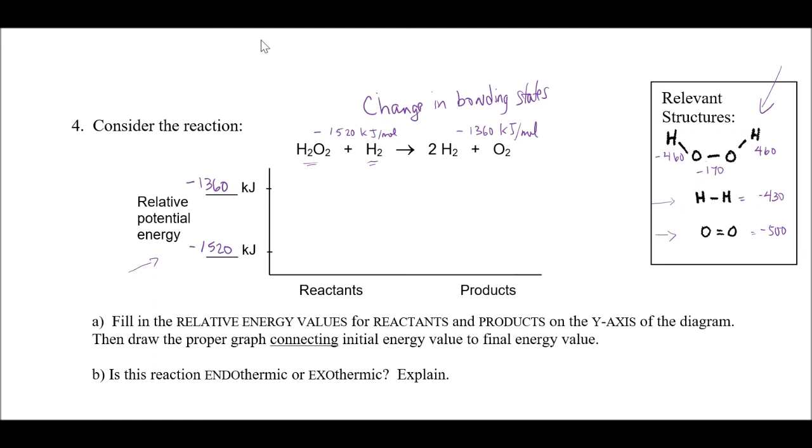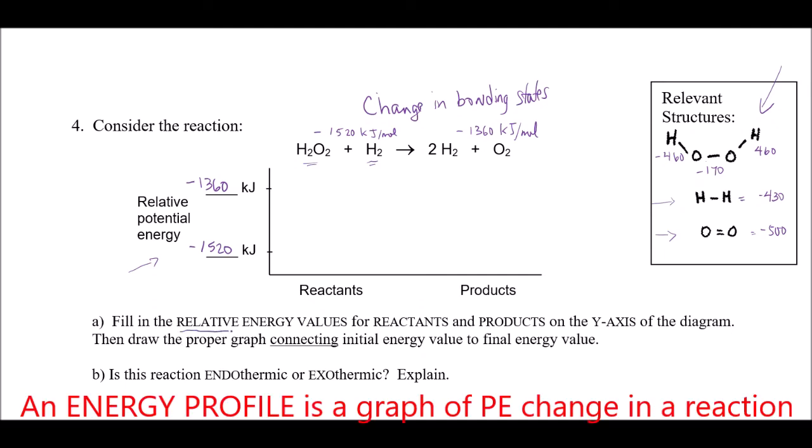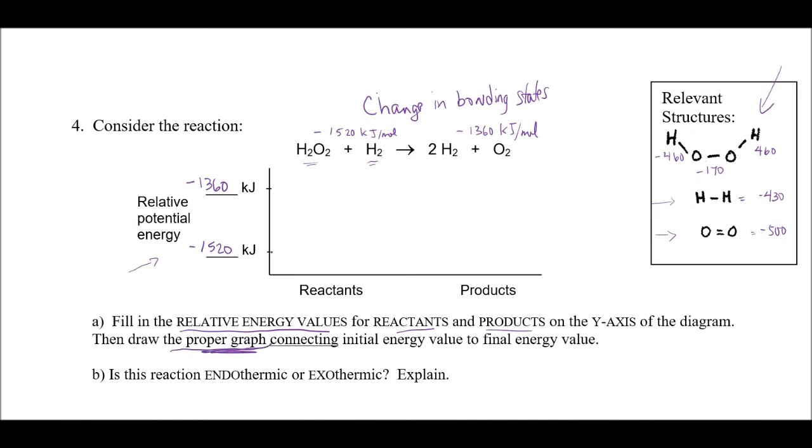So now we turn this into what's called an energy profile. We have done what it says here, filled in the relative energy values for reactants and products. And now the graph starts low. I'm trying to draw a flat line here saying that's the starting materials. Ends higher. So this is the energy state of the H2O2 plus H2. That particular bonding state is low in potential energy. This is the final product, higher in potential energy.